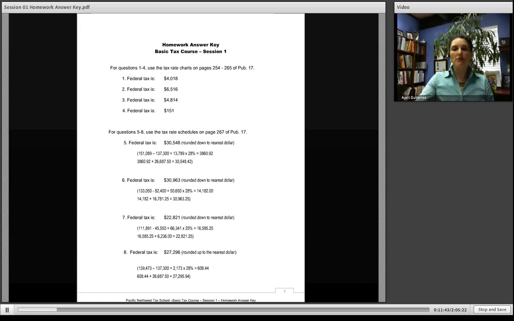When you do print the Session 1 homework answer key, it will look like this. And the password to unlock it is Perth. So if you would please jot that password down. That is the password that you will need to open and print this answer key for yourself.